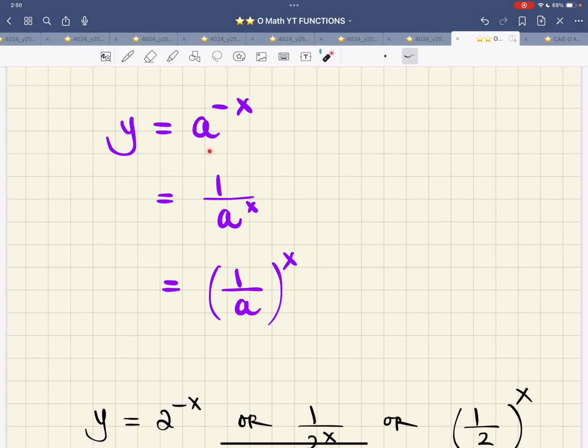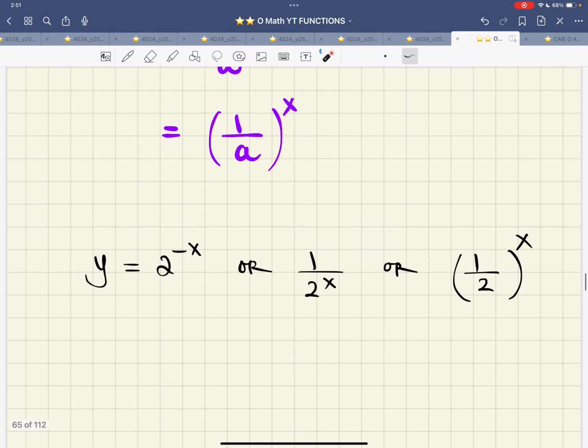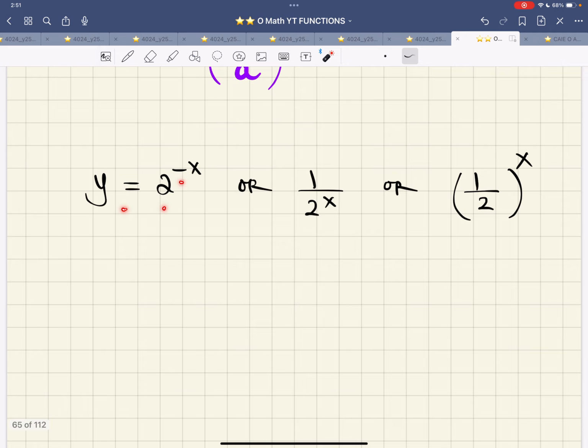So now one other thing. If I write a raised to the power of negative x, can I write this as 1 over a to the power x? Of course I can. And 1 raised to any power is 1. So 1 over a^x can be written as (1 over a) raised to the power of x. That means y equals 2 raised to the power of negative x. It's 1 over 2^x. It's half raised to the power of x.